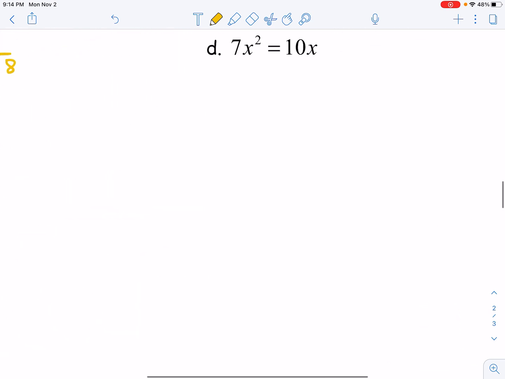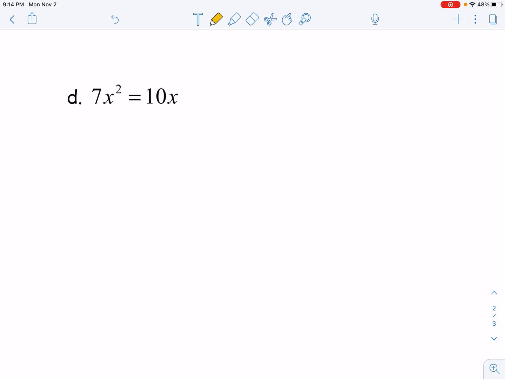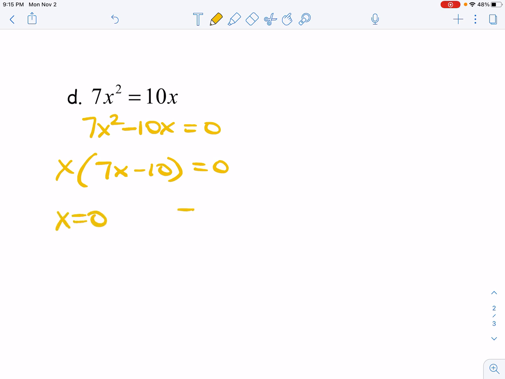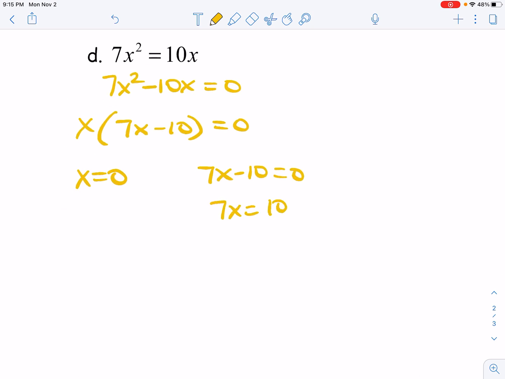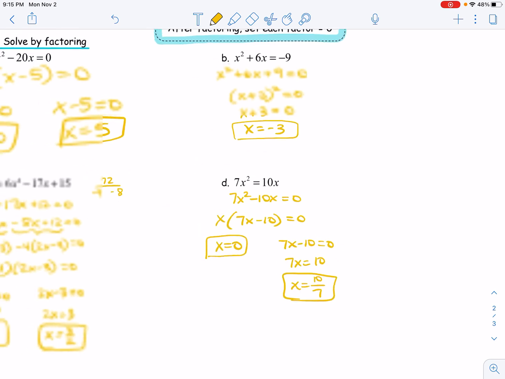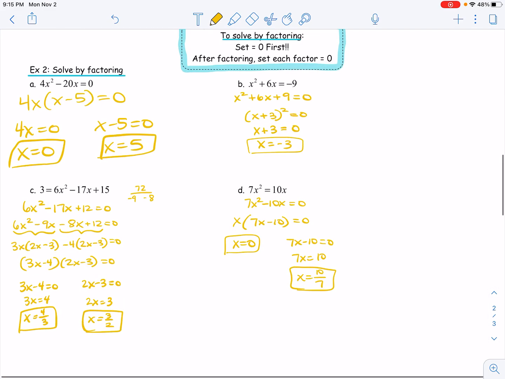And then we have one more. First step, make it equal to 0. Second step, factor. First step in factoring, find a GCF. I have one. It's x. Can I factor any further than that? No. So I set each factor equal to 0. So that means x equals 0 and 7x minus 10 equals 0, which means 7x is equal to 10, which means x is 10 over 7. And there you have it. Pretty easy if you know how to factor.